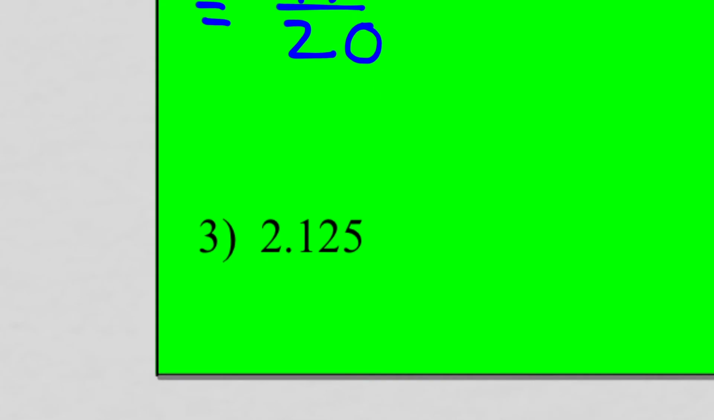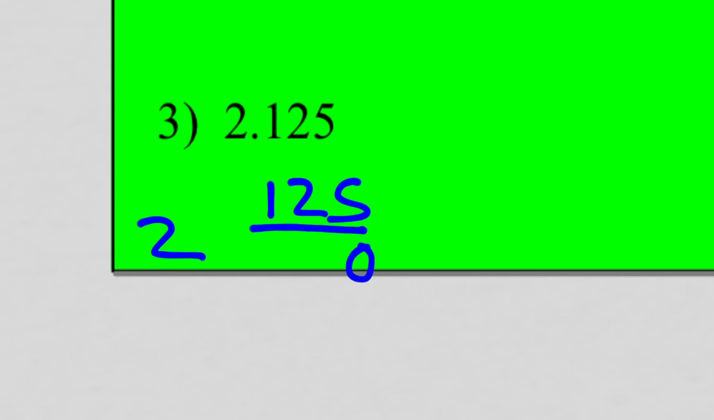Now we've got one final terminating decimal here. We've got a whole number 2. We've got 3 digits behind the decimal, so those 3 digits become the numerator of the fraction. Since there are 3 decimal spots, we need 3 zeros in the denominator and a 1 in front. So that's 2 and 125 over 1,000.